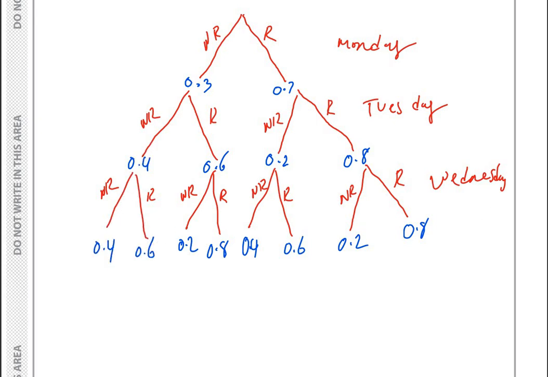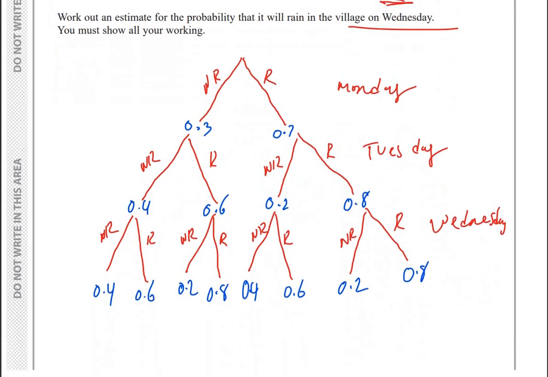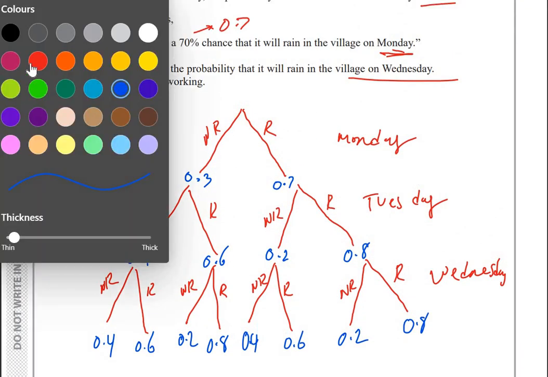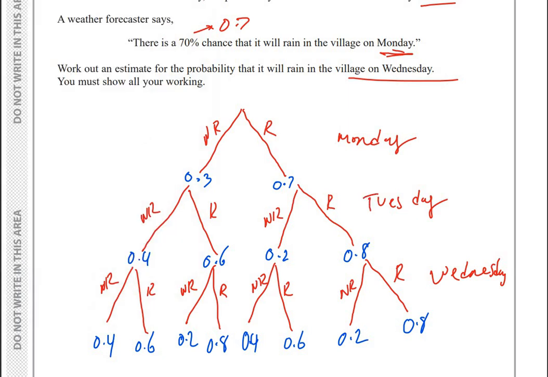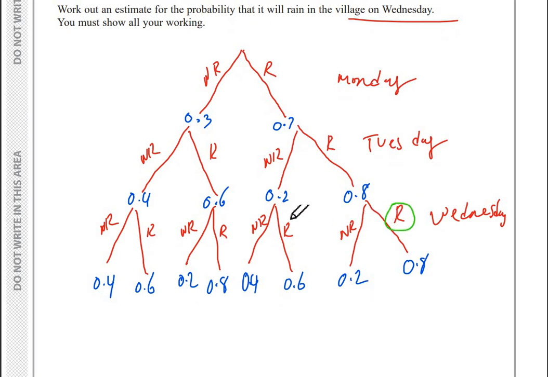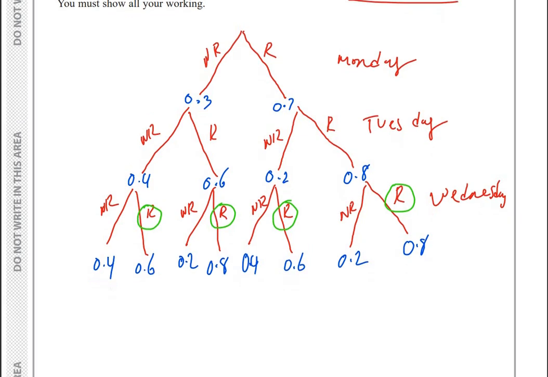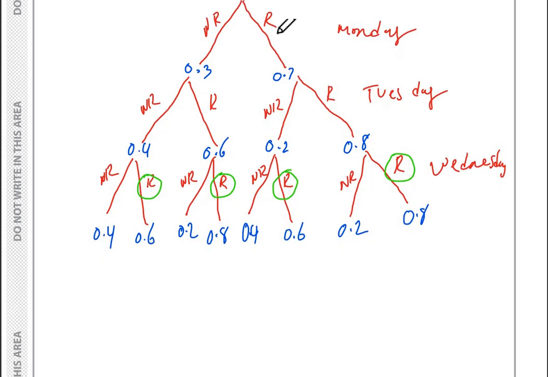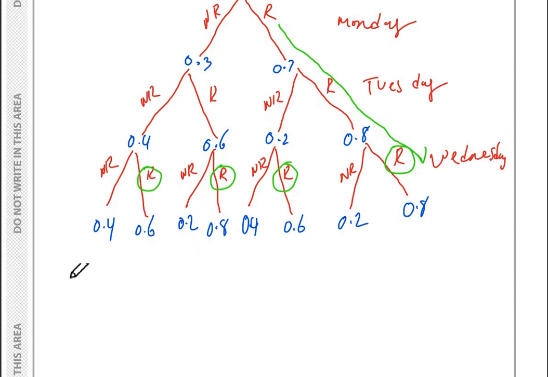So we want to find the probability that it will rain on Wednesday, which means that we're interested in these events here. In that case, it could rain on Monday, rain on Tuesday, and also rain on Wednesday. So it could rain on Monday, which is 0.7, and rain on Tuesday, so that's times 0.8, and it could rain on Wednesday as well.